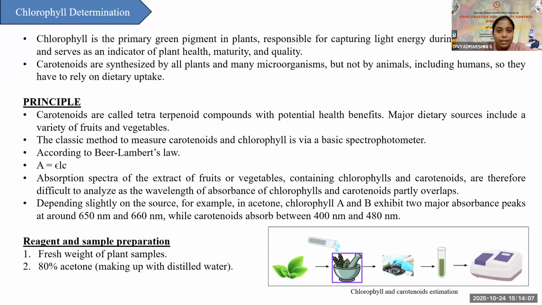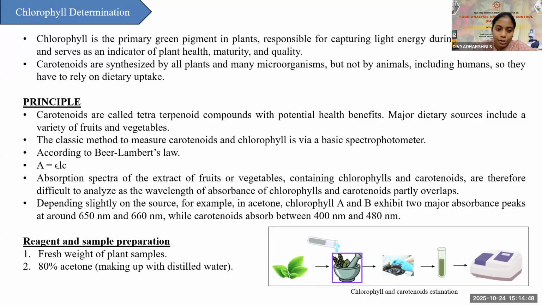Carotenoids are synthesized by all plants and many microorganisms, but not by animals, including humans, so we depend on dietary intake. The principle is that the carotenoid and chlorophyll compounds come under the group called tetraterpenoids. These compounds have potential health benefits, like the polyphenols I have mentioned earlier. Major dietary sources include a variety of fruits and vegetables with high carotenoid and chlorophyll content. For carotenoid, the carrot will come to mind. For chlorophyll, we can go with curry leaf. These are the primary food samples we already know in layman's terms.